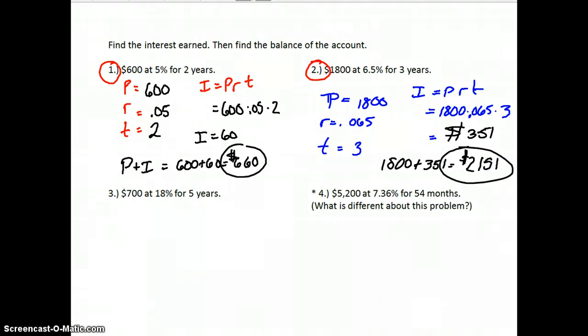Okay. Number three, same type of thing here. Actually, let me start with our formula again. I equals P times R times T. So we have 700 times 0.18 times 5. Now this is probably an example, if you see that really big interest rate, this is probably a credit card.